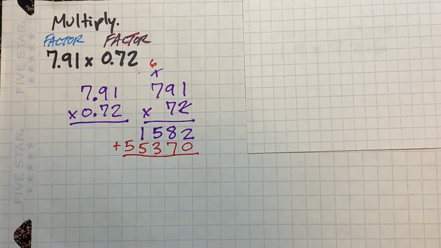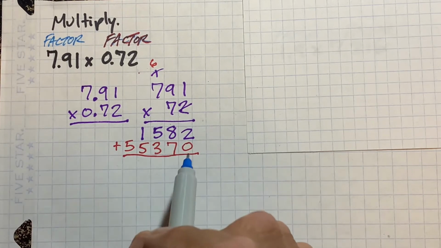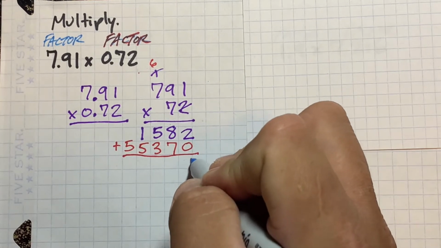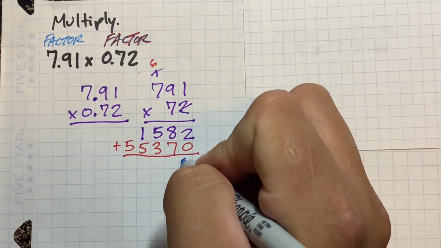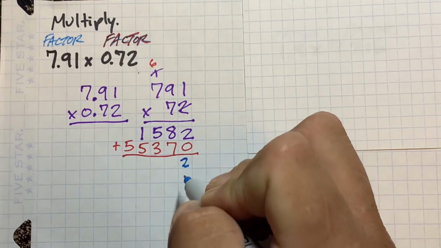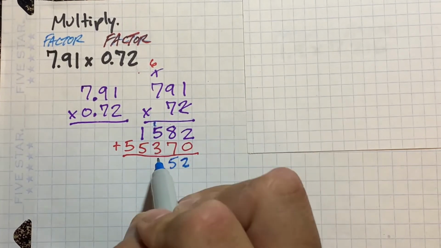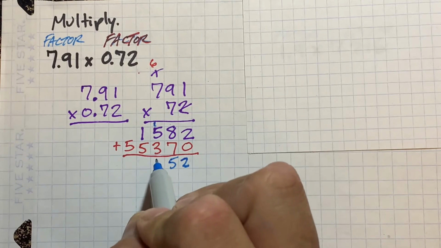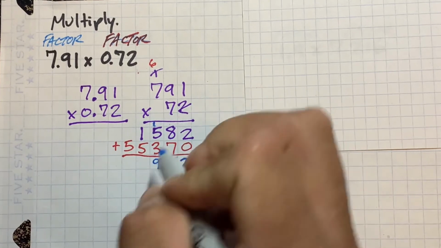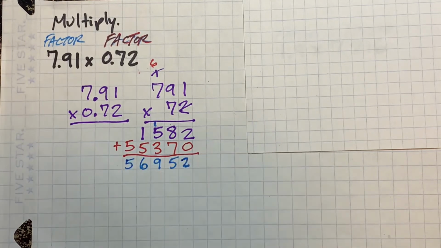Now, what you have next is two partial products, and what we're going to have to do is add them together. 2 plus 0 is going to be 2. 8 plus 7 is going to be 15. 5 plus 1 plus 3 is going to be 9. 5 plus 1 is 6. And then 5 plus nothing is going to be 5.